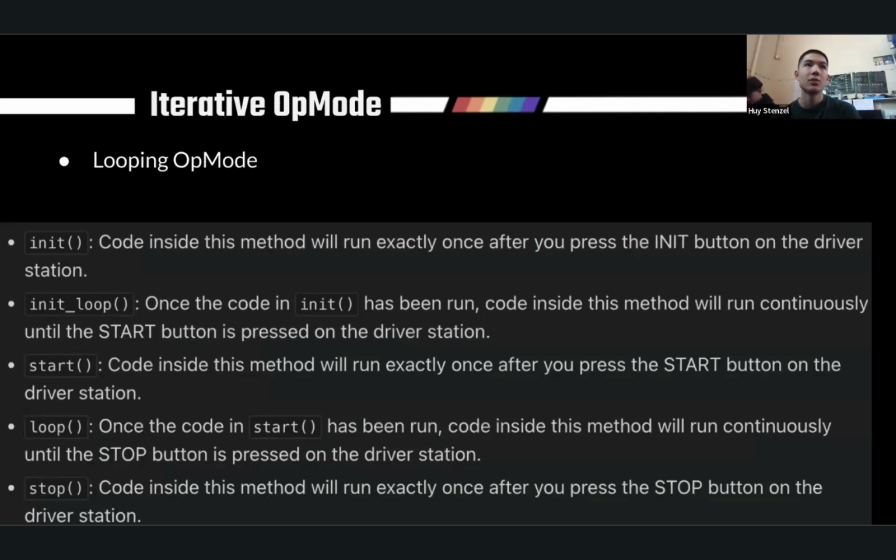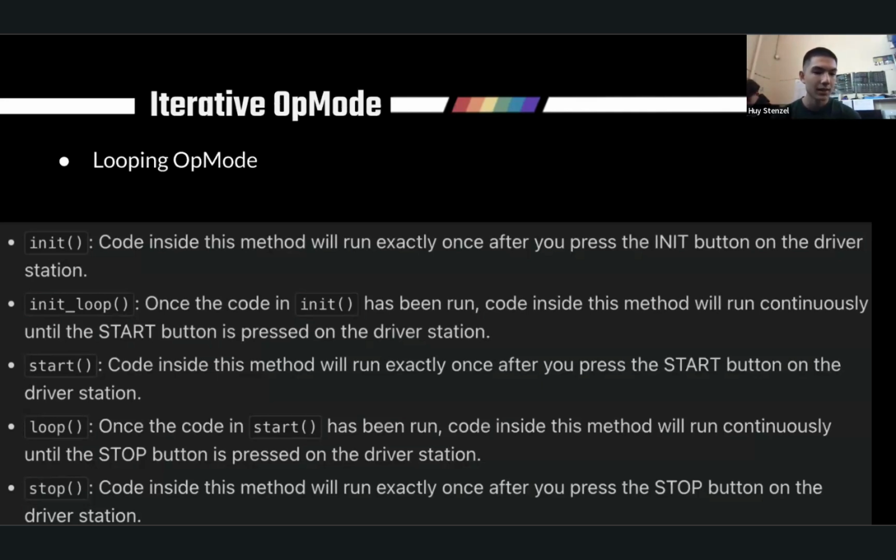It's similar to run op mode, but your init loop is what runs multiple times. It runs in a loop. And it'll run until you press the triangle on the driver station to start the program. Start, it's like init, it runs once you press the triangle, once you press start. And then loop is your start loop. It's the loop that you want to put all the code in. And stop will run once, and that's when you want to turn all your motors off.